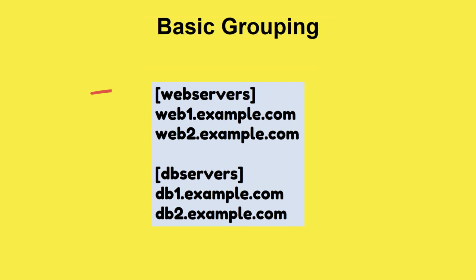See those lines in brackets? webservers and dbservers. Those are groups. Webservers contains your front-end machines. Dbservers holds your database machines. By organizing hosts into groups like this, you can target entire tiers of your infrastructure with a single command, like deploying an app only to web servers or applying security patches just to your databases.